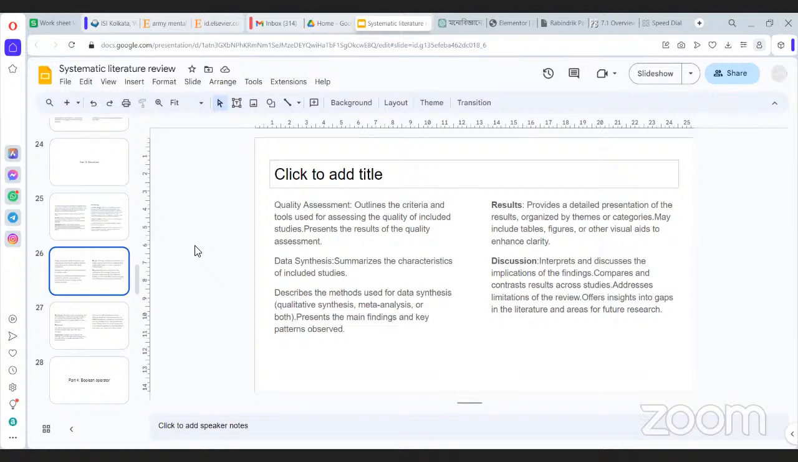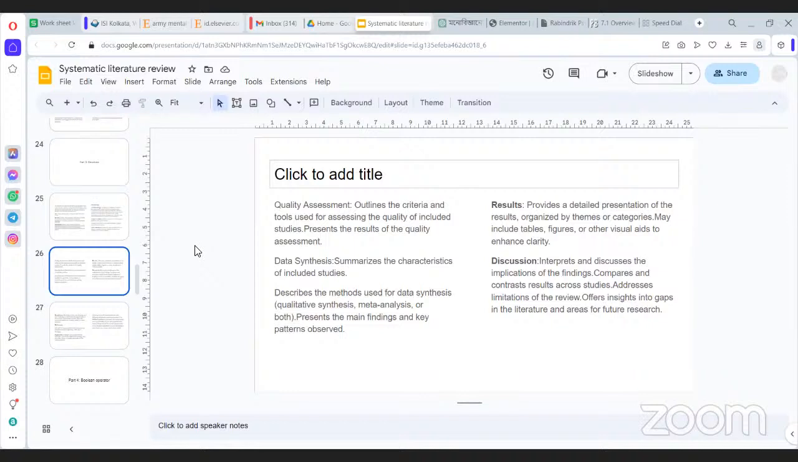Next one. Next is data synthesis. It summarizes the characteristics of included studies. Yeah. So it is clear. It describes the methods for data synthesis, that is qualitative synthesis, meta-analysis, or both. Presents the main findings and key patterns observed.